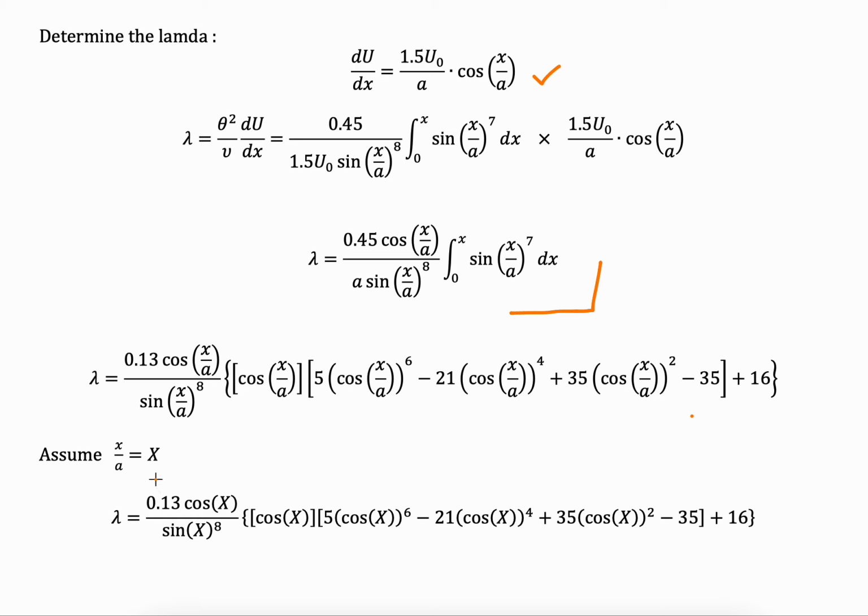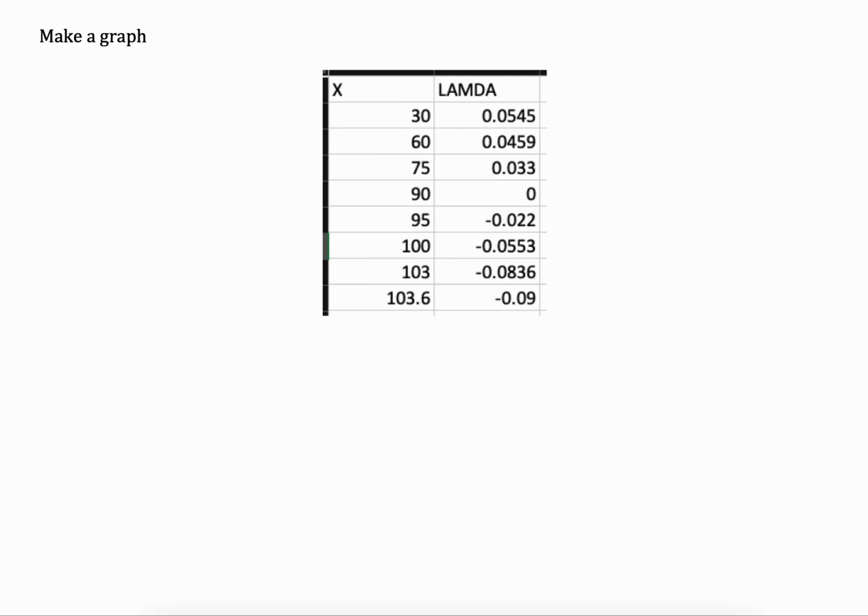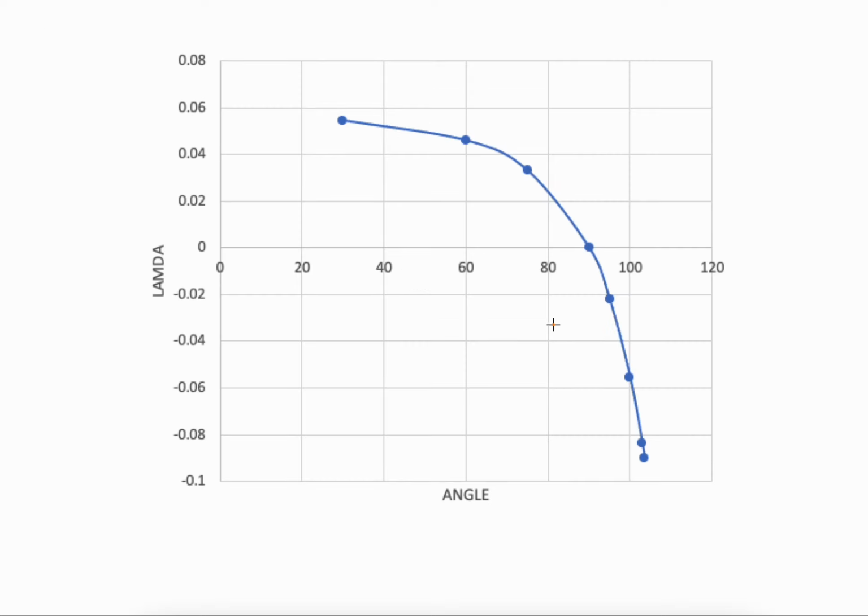So we assume that x over a is equal to x, and then we could simplify the terms of this one. And then we make a graph from the Excel, and then we could get this one, and finally we could say that the negative 0.09, the value of lambda here, will trigger the value of angle.